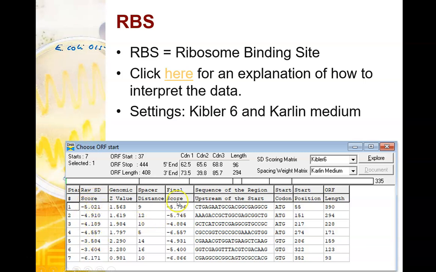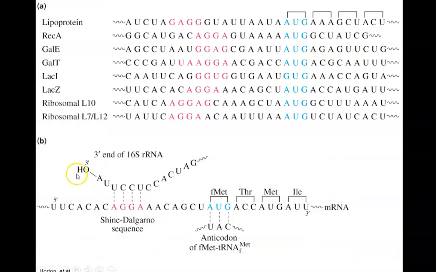The raw score and the final score are both logarithmic, and scores that are closer to 0 are better scores. So our raw score is minus 5.021. Our spacer distance is 9. That just means that, if I go back up here, we're counting the number of base pairs from the Shine-Dalgarno sequence to the start of the gene.